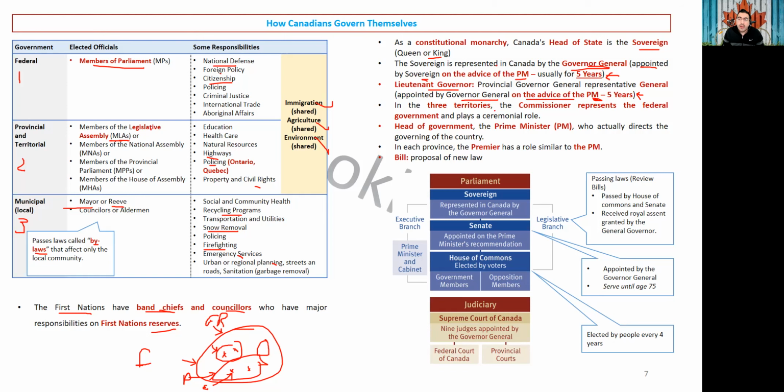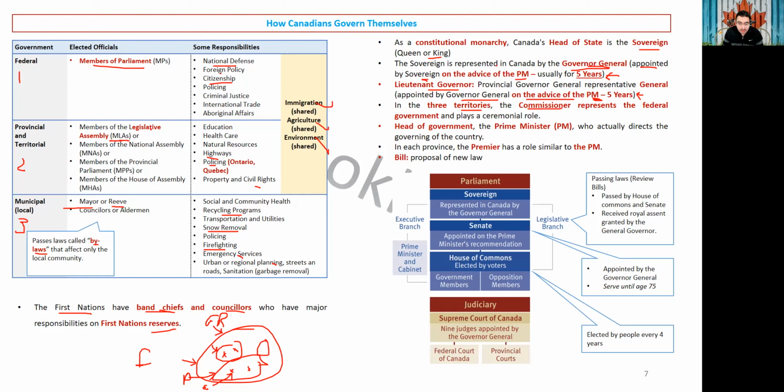Okay. In the 3 territories, because we know that Canada has 10 provinces and 3 territories. A territory is a smaller piece of land than a province. We just call it a territory to represent a smaller area. And in the territory, the representative of the queen is not called a lieutenant governor, it's called a commissioner.